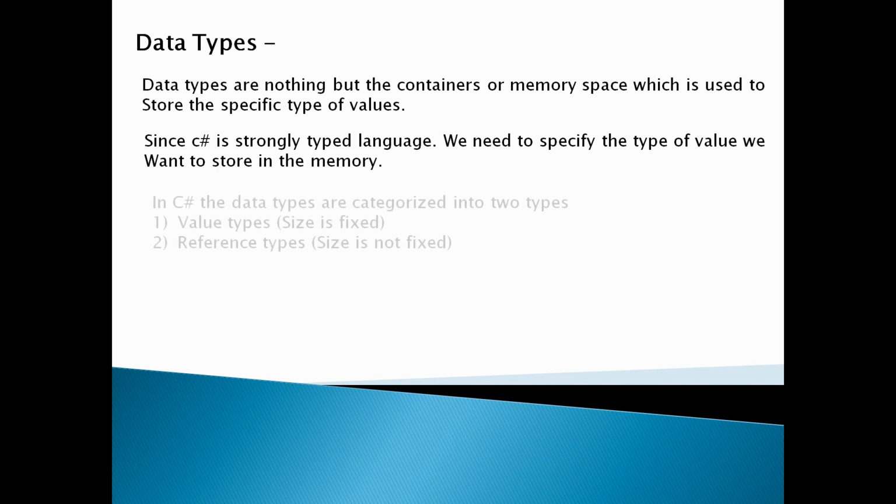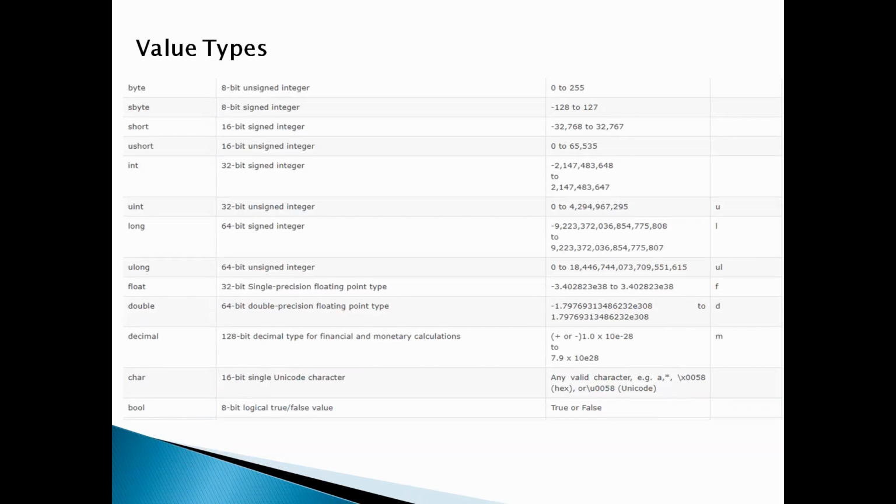In C#, we have two types of data types: value types, whose size is fixed, and reference types, whose size is not fixed. We'll go through the value types one by one. So these are the data types in the C# value type category. The first one you can look at.